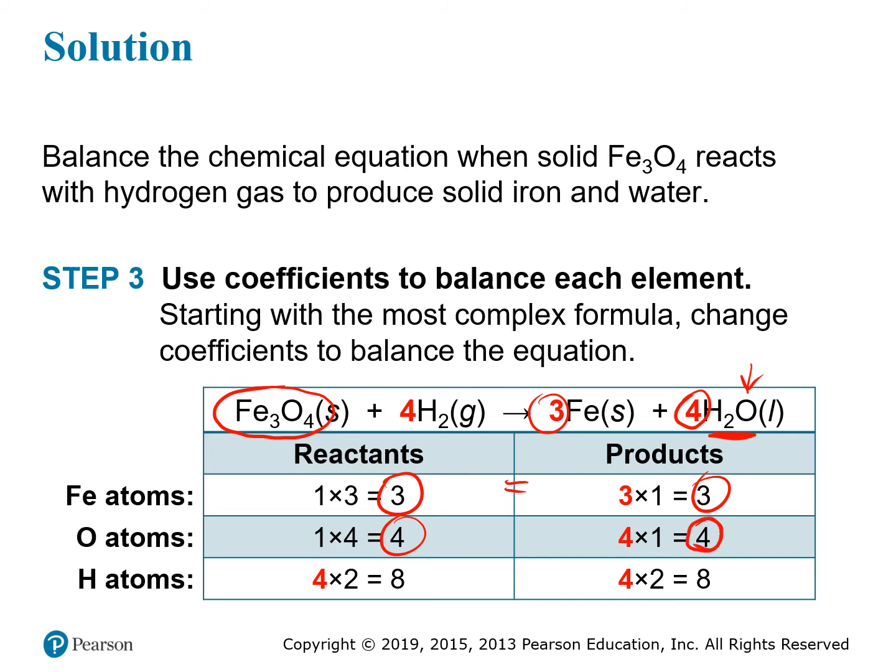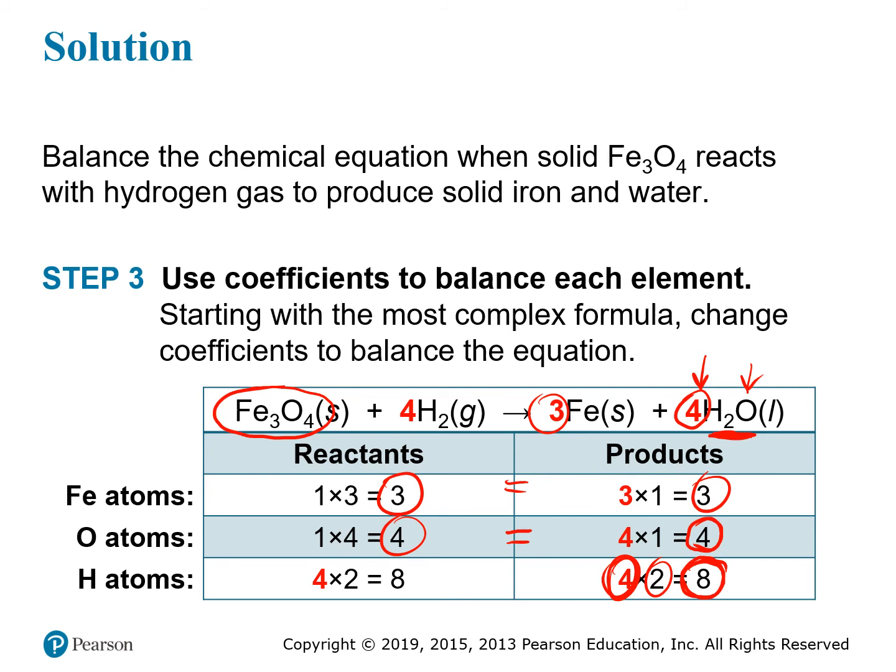Now here's the tricky part, because we added this 4 here, and that gave us 4 oxygens, but it also changed the hydrogen, right? It's in front of the entire water molecule. So if we have 4 water molecules, this number now changes. Each water molecule has 2 hydrogens times 4 molecules gives us a total of 8 hydrogen atoms on the right-hand side. Okay? So that means that by balancing the iron and the oxygen, we've unbalanced the hydrogen for a moment.